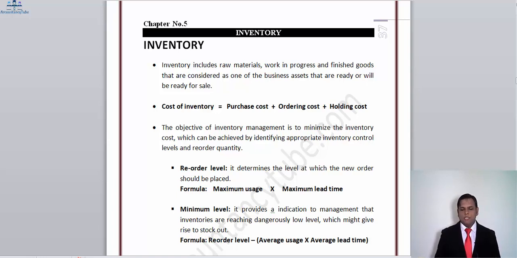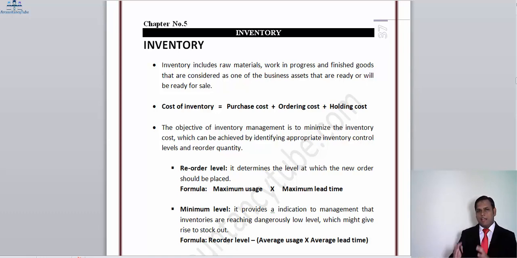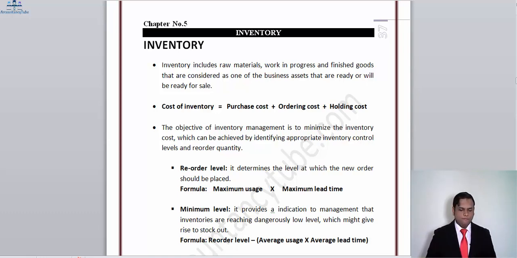Inventory includes raw material, work in progress, and finished goods that are considered as one of the business assets that are ready or will be ready for sale. We all know what inventory is. It includes raw materials, finished goods, and work in progress as well. We also know that it is represented as a current asset and hence part of working capital.